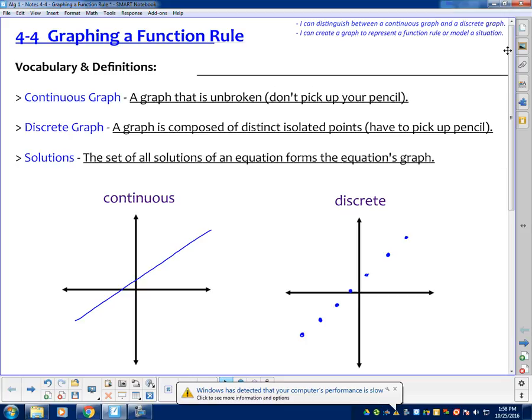Solutions. The set of all solutions of an equation forms the equation's graph. So solutions are just all the y values corresponding to x values that land on that graph, or land on that line. Those are essentially like single data points.